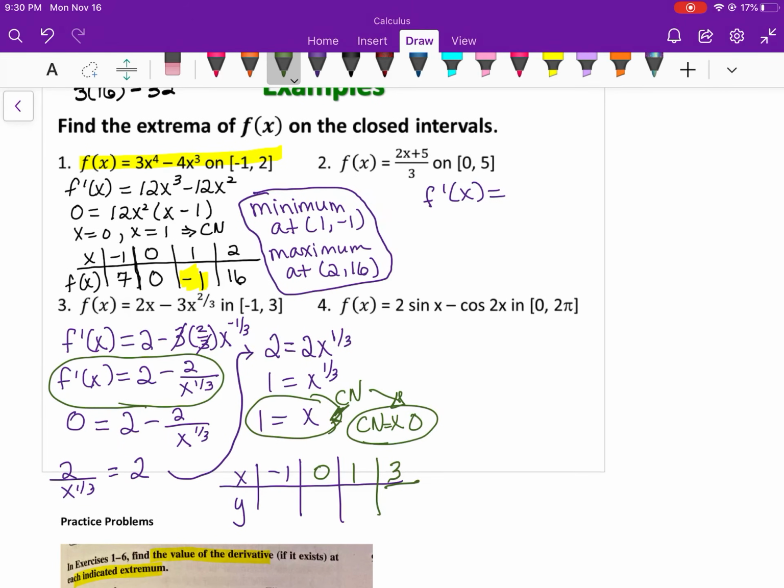All right, now let's find the y values. So I will have, let's see, 2 times -1 would be a -2. And -1 to the 2/3 would be the cube root of 1, which is 1. So that's going to be -2 minus 3. That's going to be -5. 0. I'm putting 0 back into the original function, so that's going to be 0. For 1, it would be -1.